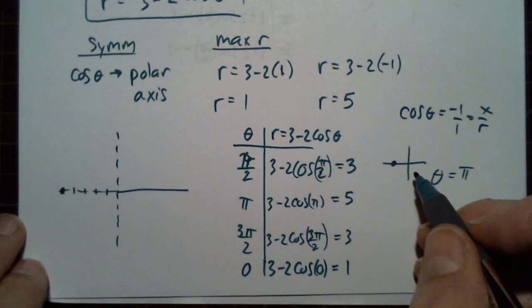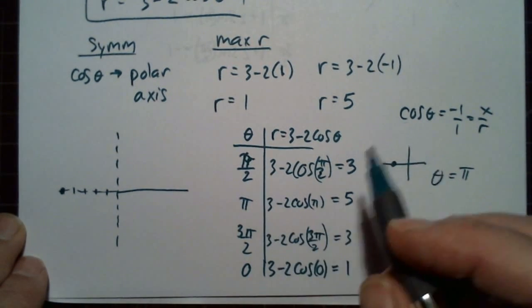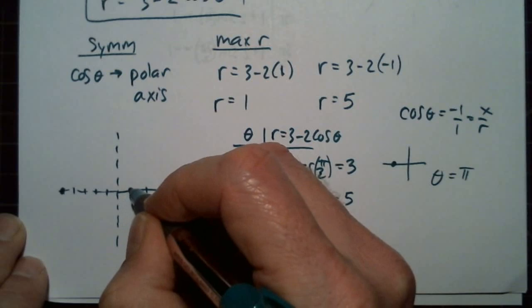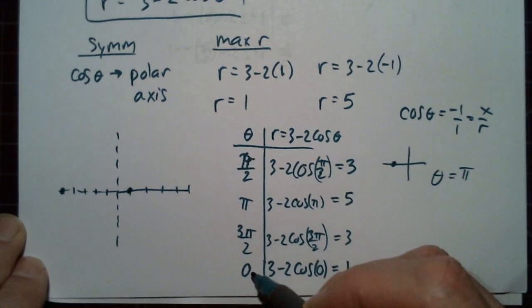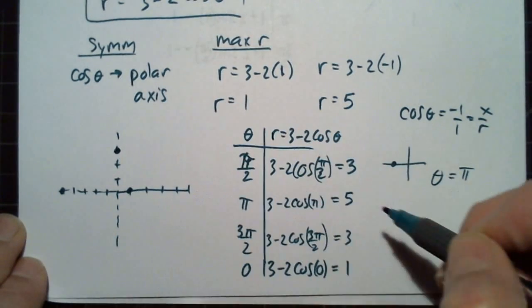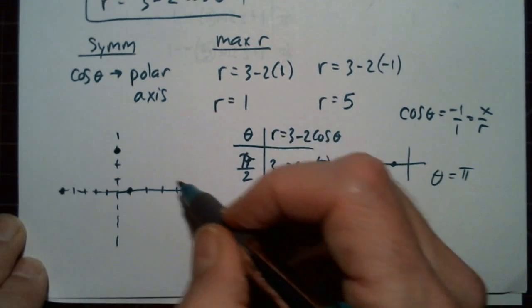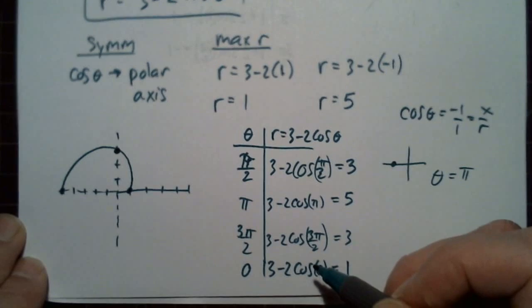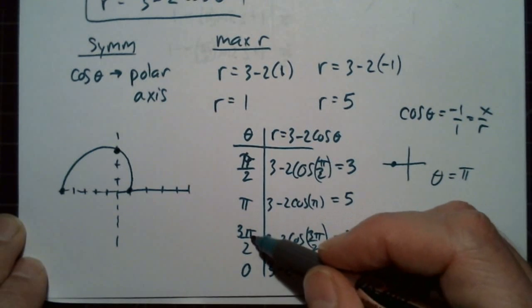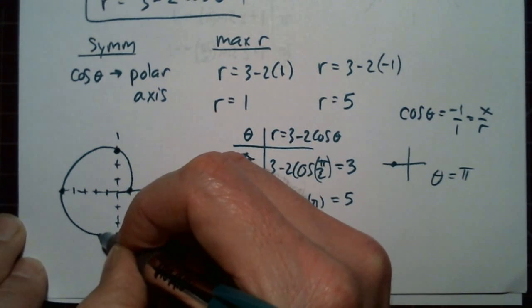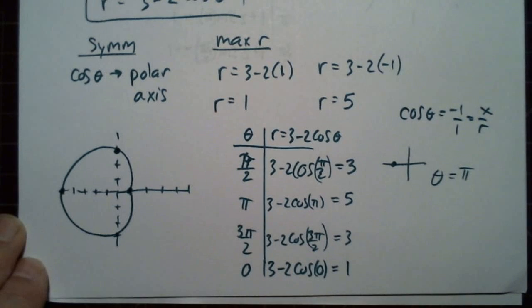So let's see how these points look. At 0, we're at a radius of 1. Going in order, at pi over 2, we're at 3. At pi, we're at 5. So we're starting here and going like that. Now we're at 3 pi over 2. We go back to 3. And the graph looks like that. All right, we'll stop there.